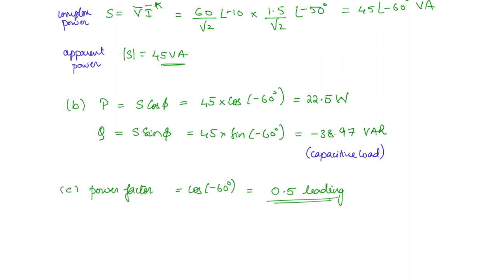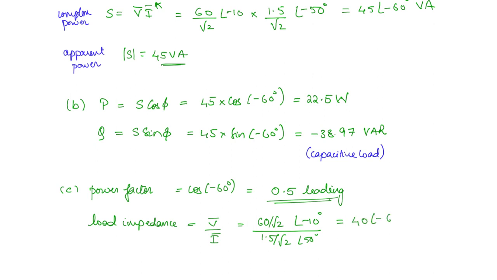And finally, the load impedance. How to find out the load impedance? This is simply the voltage phasor divided by the current phasor. Here you can take either the maximum or the RMS values because they will get cancelled. 60 by root 2 angle −10 degrees divided by 1.5 by root 2 angle 50 degrees. How much are you going to get here? 40 angle −60 degrees. You can see that the angle is the same as the angle of the complex power.